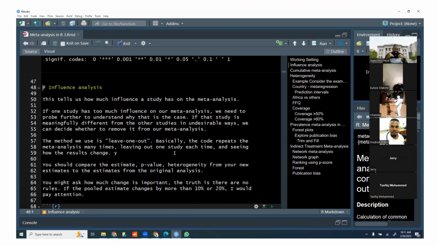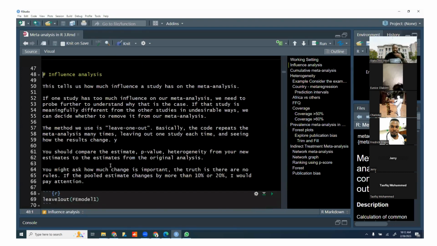So you do that until you get to the end, and then you look at all your estimates and ask, which study is it that when we take it out meaningfully changes the results that we find? That's essentially the concept of influence analysis, leave one out. And you might ask, how much change is important? The truth is that there are no rules per se. Most times people look at the estimates and say, if it changes more than 10% or 20%, then I would pay attention. Or if the direction of the p-value is changing, you might want to pay attention.